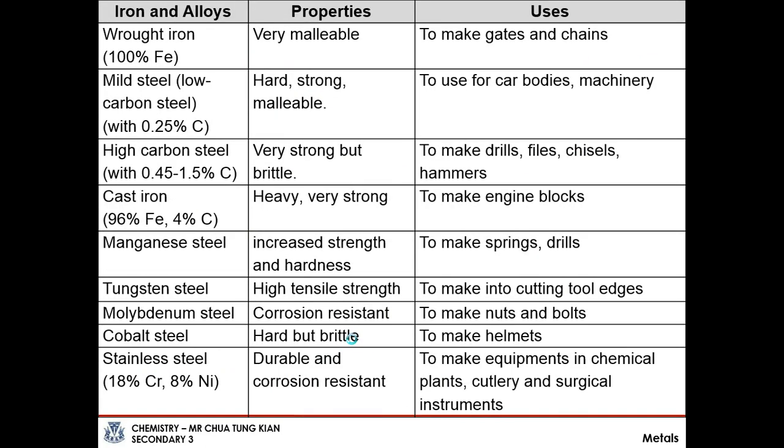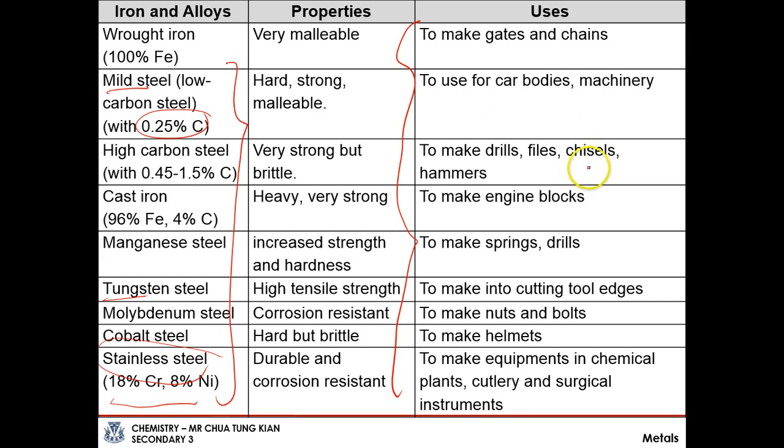So what do we do next with the iron that is formed? We can do various things. If we add in about 0.25% carbon, we get mild steel. If we add in tungsten, we get tungsten steel. If we add in chromium and nickel, we get stainless steel. All the different kinds of products that are formed from the iron are used to make various items, and these items have different substances added in because they need to have different properties.